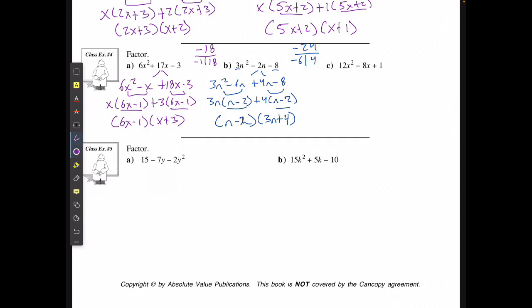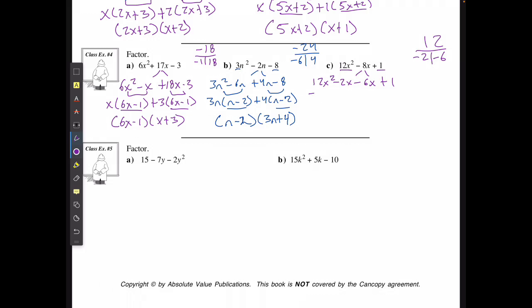Example C, 12 and 1 have a product of 12. Two factors of 12 that add up to negative 8. Well, if it's a positive product but a negative sum, both numbers have to be negative. Negative 2 and negative 6. Split it up, and I get 12x squared minus 2x minus 6x plus 1.